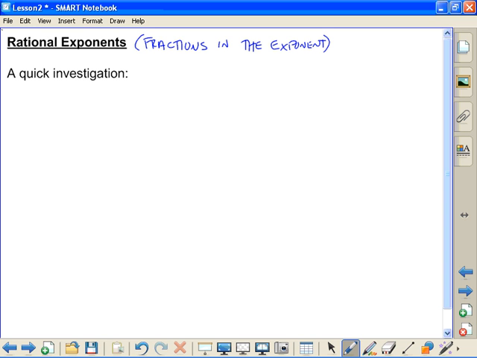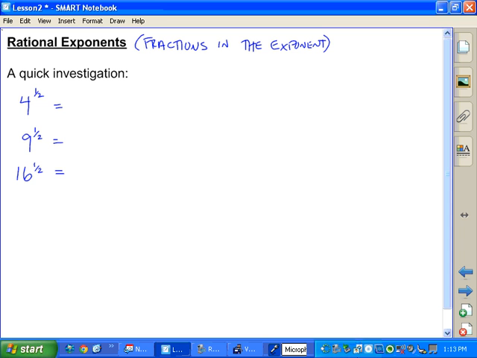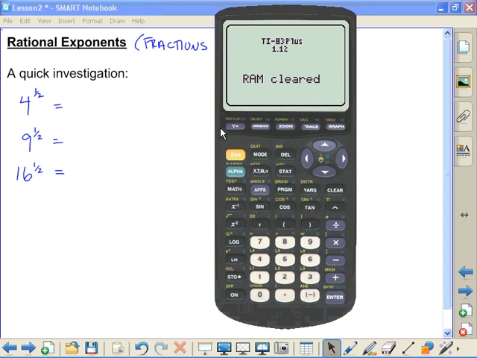All right, so usually what I do, just set it up quick, look like this, and I pick an easy fraction. So 4 to the exponent 1/2, 9 to the exponent 1/2, 16 to the exponent 1/2. And usually I have the class come up and use their calculator to verify or check to see what the result is. And I'm going to do the 3 calculations here.